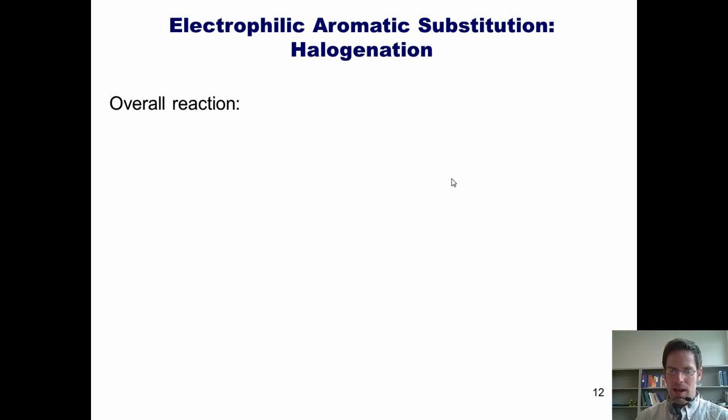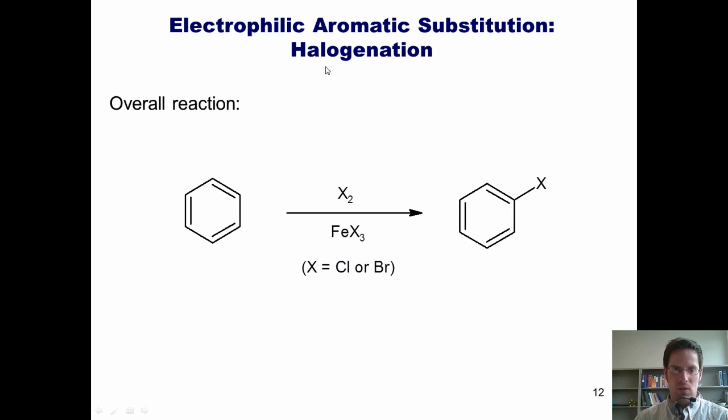So here's our first reaction, aromatic halogenation. The overall reaction looks like this. We take an aromatic ring, like benzene in this example, and treat it with X2, where X is either chlorine or bromine, and an iron catalyst, and it places a single halogen on the ring.